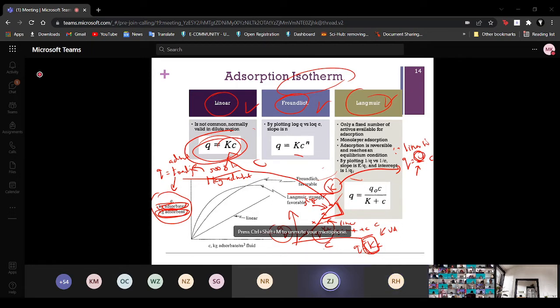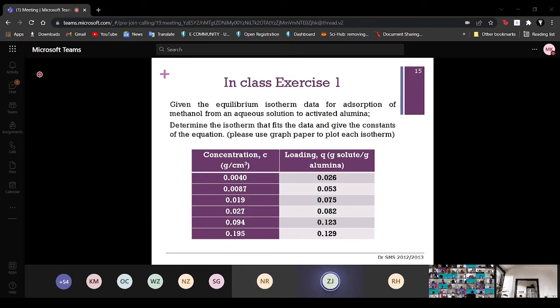So the final answer does not end at "oh, this is linear isotherm, finish." No, you need to come up with the equation with the constant value. Okay, this is linear. Okay, so far linear.